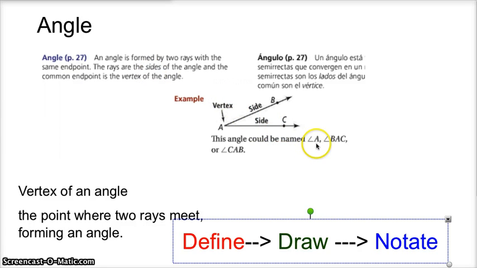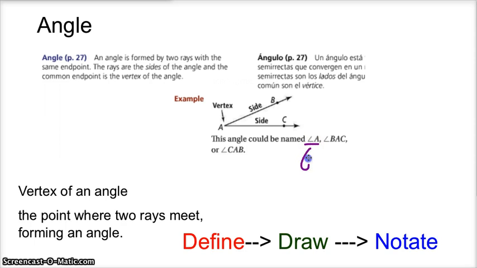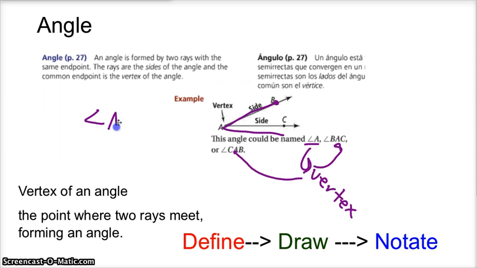Angles can be named by just the vertex, or by 3 points from the side down to the vertex out the other side, or the other way around. Notice the vertex, that A, is at the center of all of them. You could not call this angle ACB because it's not a matter of alphabetical order, but it's a matter of flow. AC, there's nothing to get you up to B. So B, A, C, or C, A, B, but your vertex is going to have to be in the center.